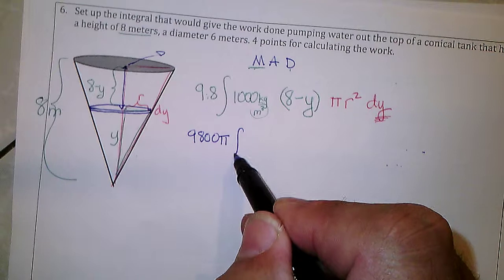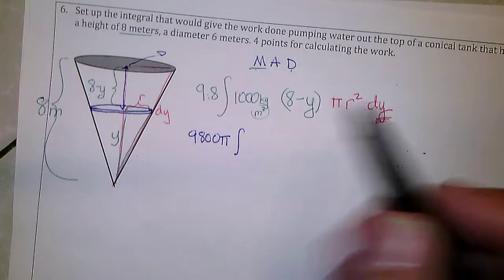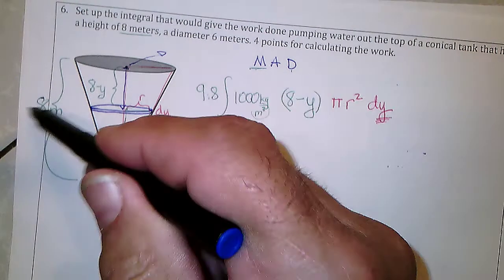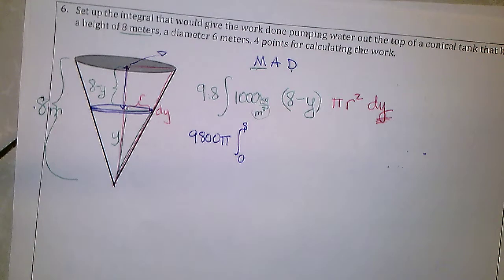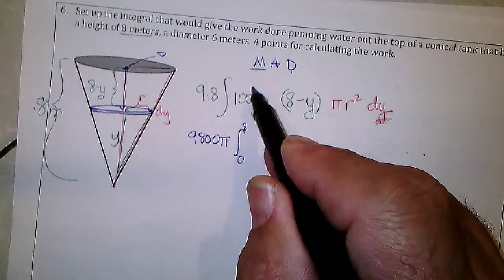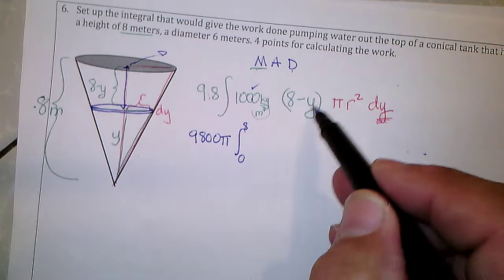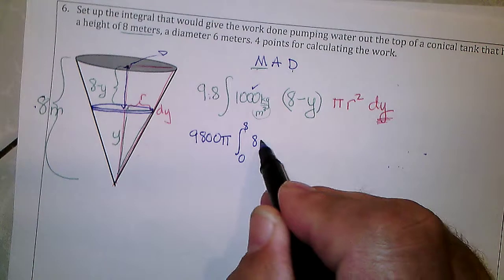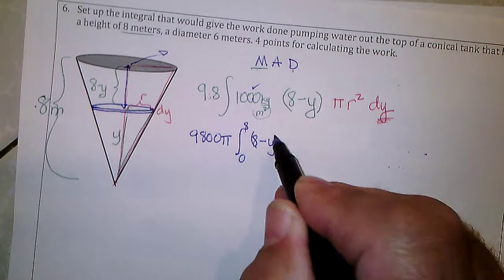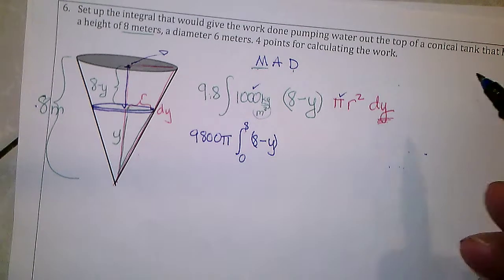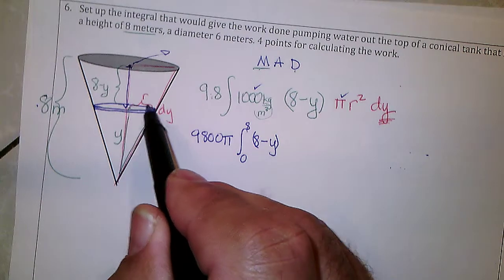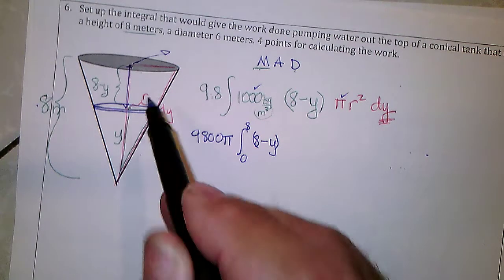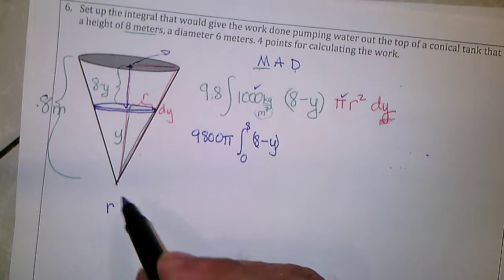Oh, and what am I integrating this from? Well, I'm doing dy, and so y is going from 0 to 8. Or 8 to 0, it's draining, but we'll just go 0 to 8. So I've taken care of this. We've got this inside 8 minus y. We've taken the pi out. We've got to replace the r. There's the r. That's what I want to replace.